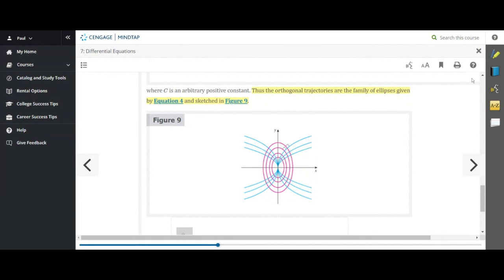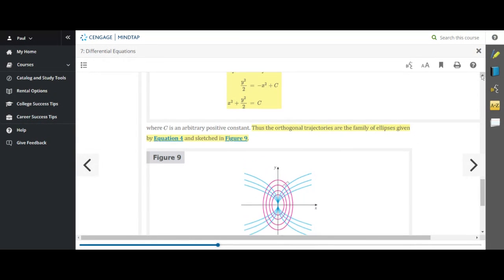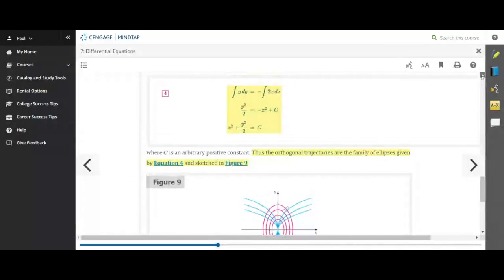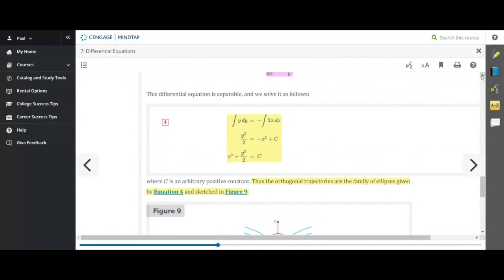Yonatan, yes. Where did you get negative 2x over y from? I understand how you got from the beginning to y over 2x, but I'm not sure where negative 2x over y came from.